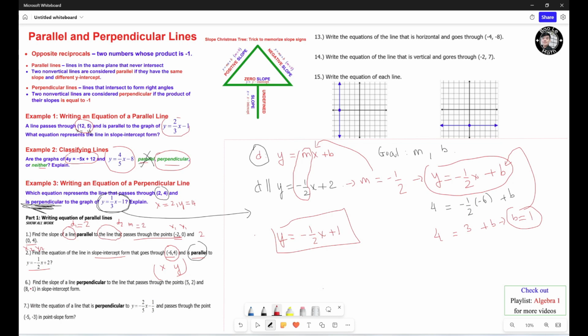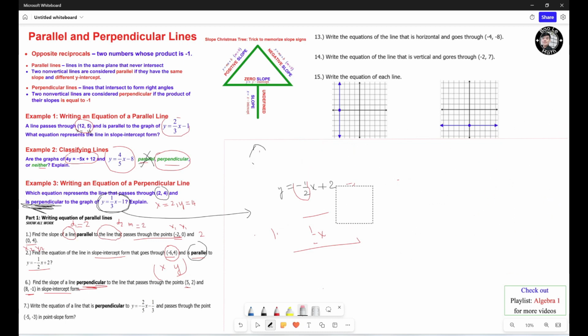Let's move on to number 6. Find the slope of a line perpendicular to the line that passes through the point right here and this point right here in slope-intercept form. Alright, so I call y equals ms plus b. Same thing. Our goal is you need to find m and b. Now you need to use the information right here.